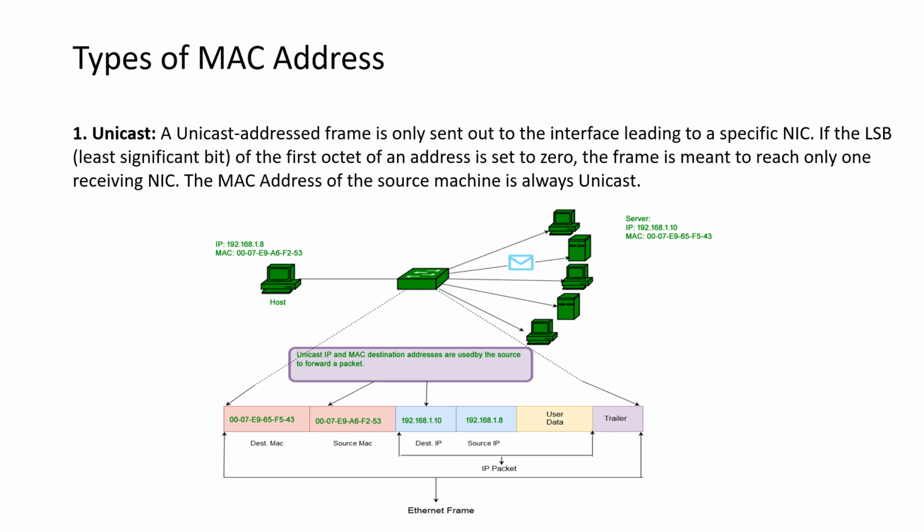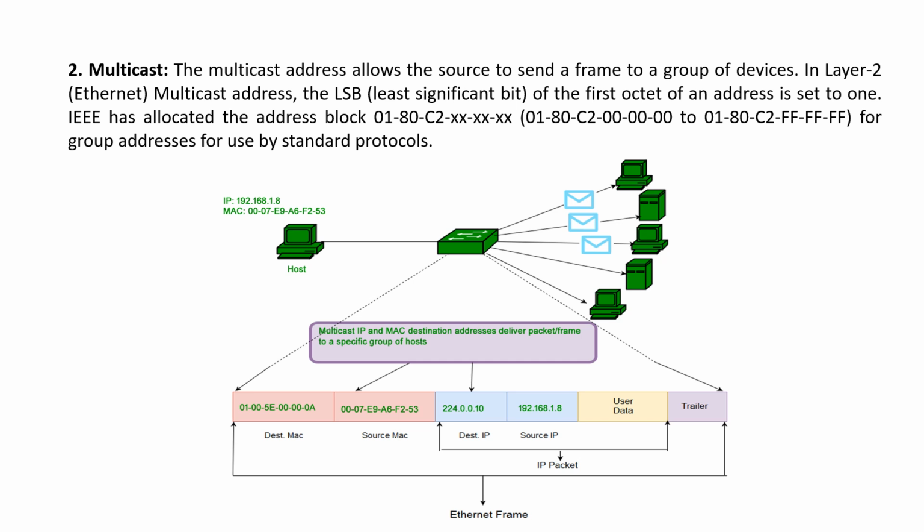Now coming to multicast. In multicast, the message or frame is transmitted to a group of devices. For multicast, when a host transmits a frame, the LSB of the first byte of the destination MAC address is 1.